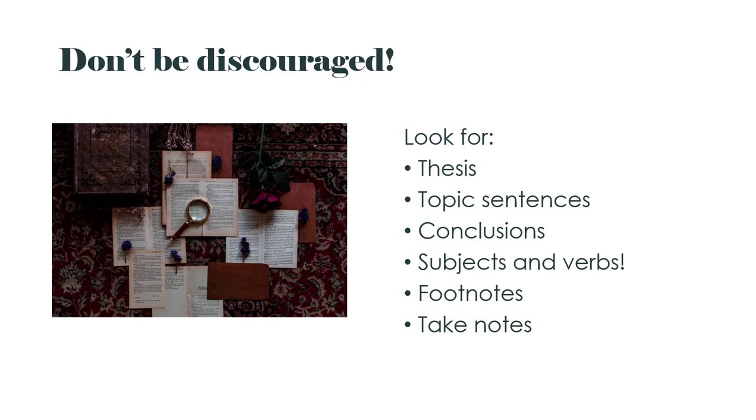Oftentimes, scholarly writers will summarize their own conclusions in some of the last few paragraphs of their paper. So if you find a thesis and you find some topic sentences, also jump to the last few paragraphs to see if they've written a conclusion. At the sentence level, if you run into sentences that are sometimes 5 or 6 lines long, which can happen, I would recommend that you don't panic. Just look at the very long sentence and identify subjects and verbs first. That's the best way to understand how a sentence is functioning in a larger piece.